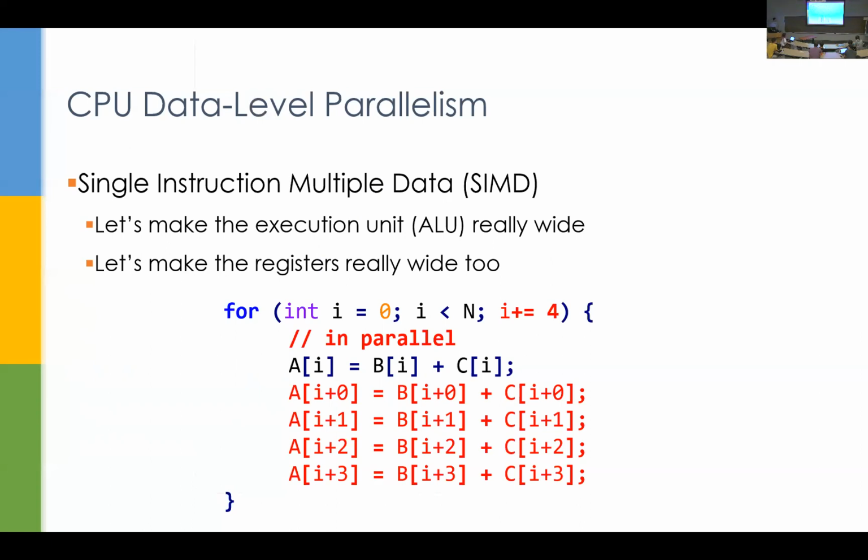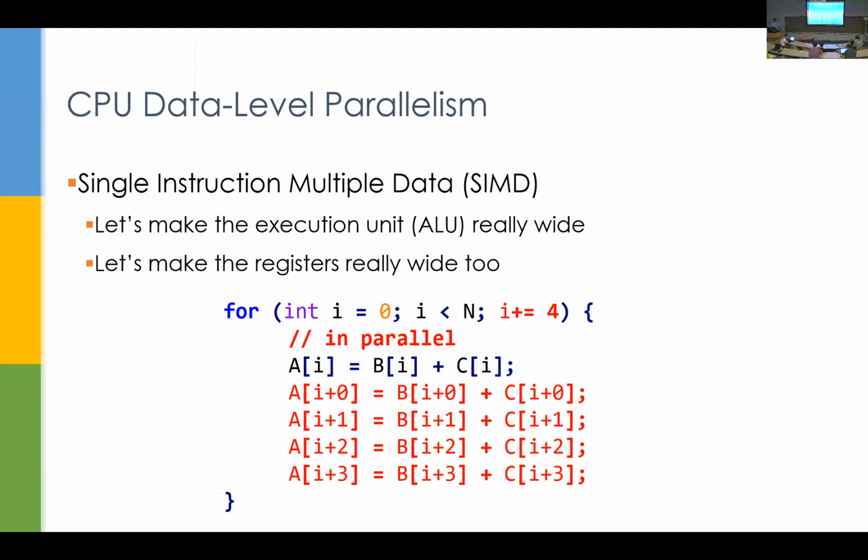But then what you could potentially do is make the execution unit, the ALU, really wide. I use the term wide loosely. You can execute all of these 4 lines in one cycle, right? So the number of loops you have to go through decreases by 4. The number of clock cycles you use decreases by 4, if all of these could execute at the same time.